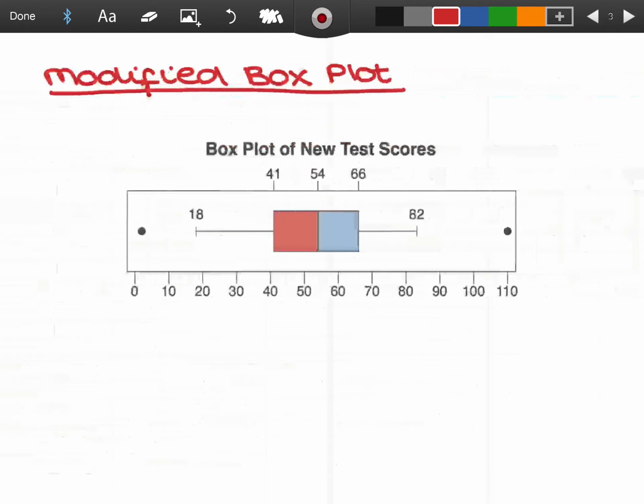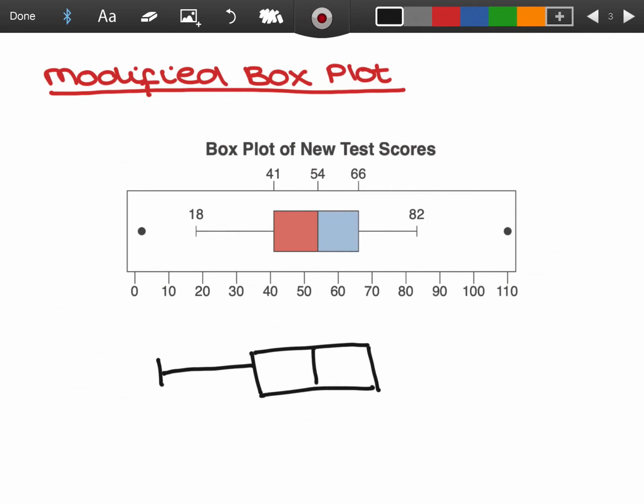Now I want to look at something called a modified box plot. If you remember back in 4.1 right at the end, I told you about what a normal box plot was, and you guys did that in Excel for your application 2. You created box plots, okay? If you remember, with a normal box plot that we've looked at before, they are shaped kind of like this.